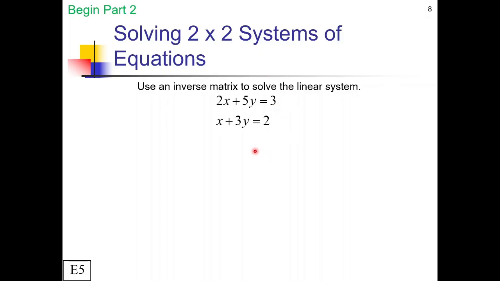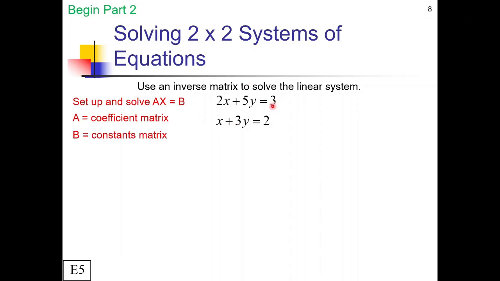All right, so the idea with solving a linear system, we're going to build on the idea of solving a matrix equation. We're actually just going to set up and solve an AX equals B type of equation like we did in the last example. Now let's spell out what A, X, and B are in this situation. So A is going to be a coefficient matrix. It's going to have these coefficients in it. B is going to have the constants in it.